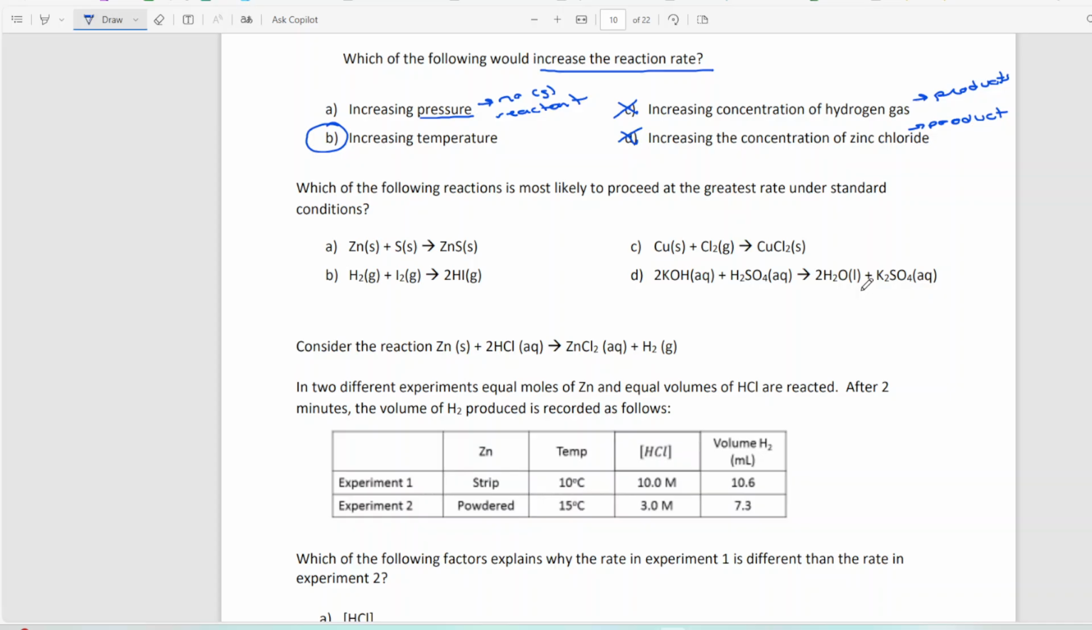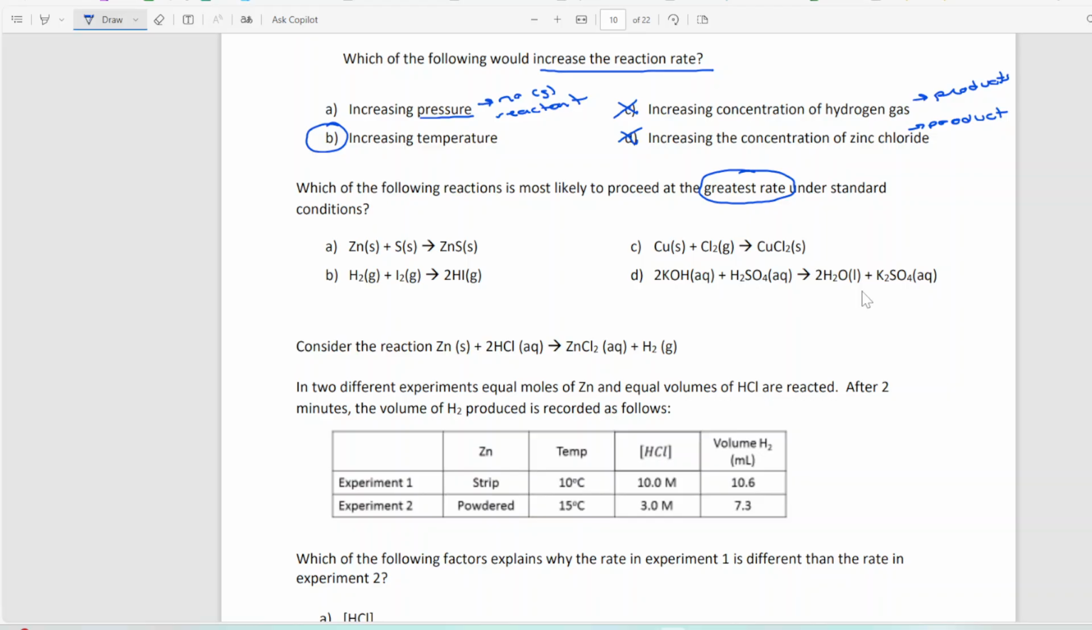Okay, what about this next one? Which of the following reactions is most likely to proceed at the greatest rate under standard conditions, meaning not an elevated temperature, not an increased pressure? So we sometimes call this standard temperature and pressure. So the temperature would be like 25 degrees Celsius, and the pressure would be, oh geez, I shouldn't have started that. What is it, like 101.3 or something like that kilopascals, whatever it is.